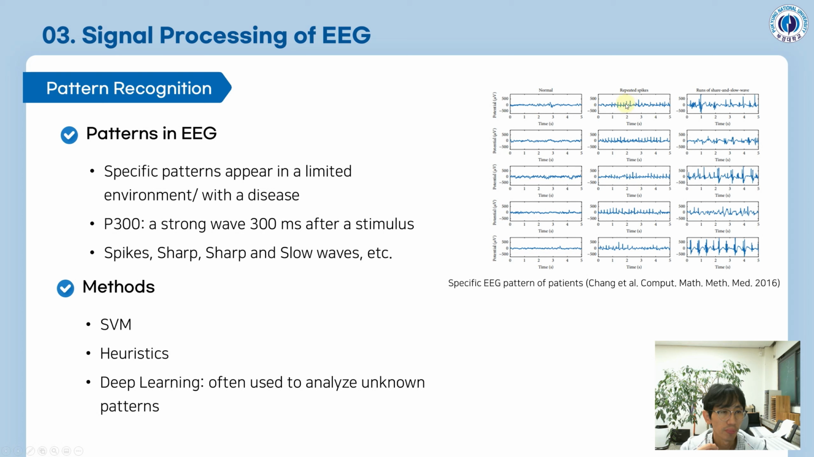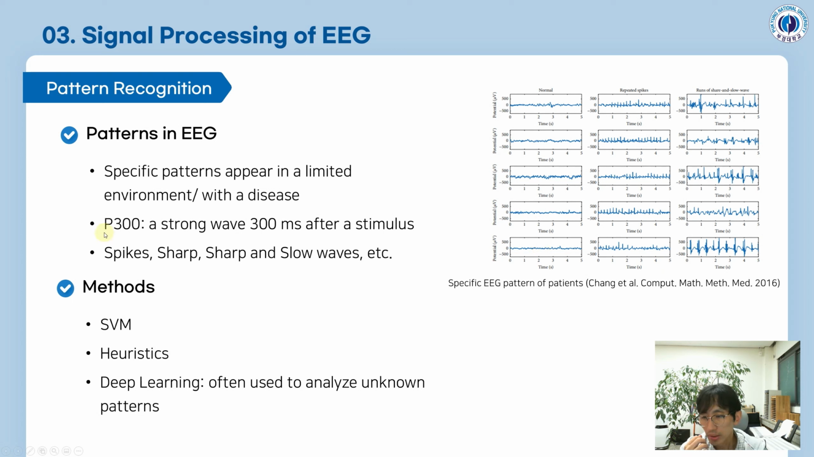So we say this is repeated spikes, and these spikes happen continuously. And in the third column, you can see there is a sharp wave and then a slow wave, and sharp and slow wave, sharp and slow wave. This kind of pattern happens. So to measure how bad your brain is, or to check whether your brain has some problems of epilepsy or not, we can search for these patterns in your brain signals.